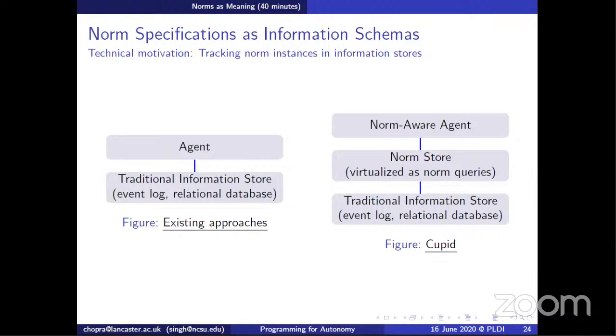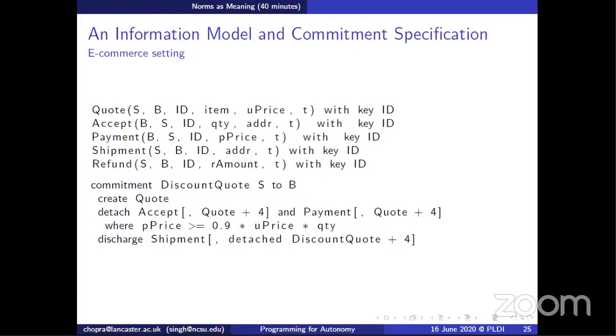So to enable this kind of a model, we've developed a language called Cupid, which Munindar described earlier a little bit. But the idea is that you describe the database. So here the database again is a little more elaborate than the one Munindar showed earlier. It has a quote relation whose key is ID. It has an accept relation with key ID. And a payment, shipment, and refund relation with different attributes. All of them have the key ID.